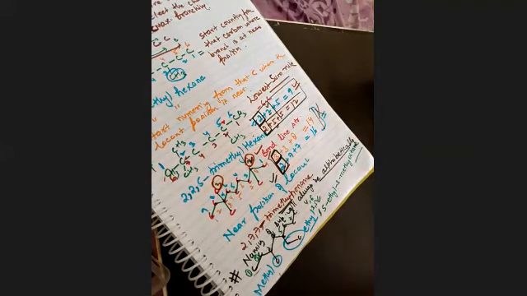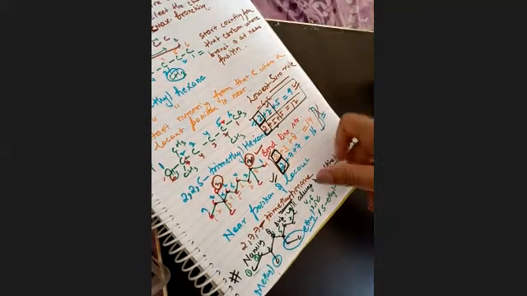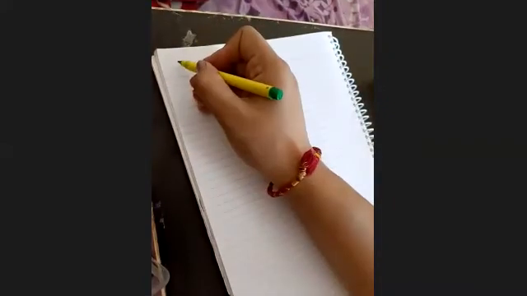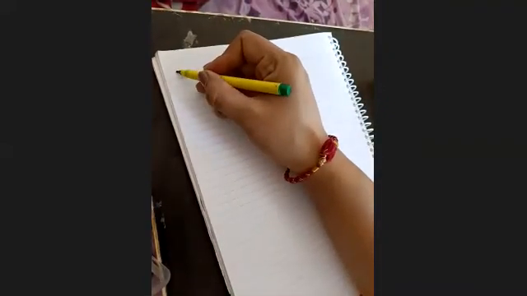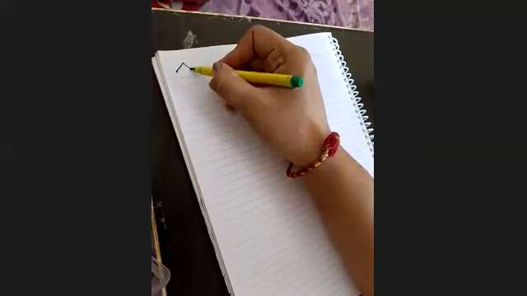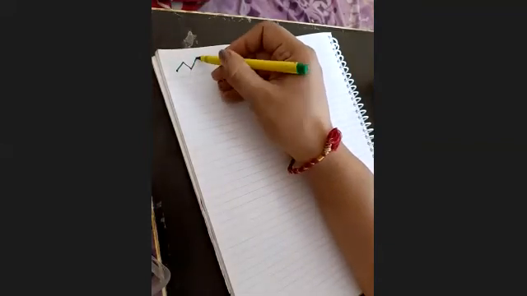Is this clear, beta? Do you feel any doubt? So always follow this rule while doing nomenclature. Give preference to alphabetical order. Okay, let me just give you one more example quickly.